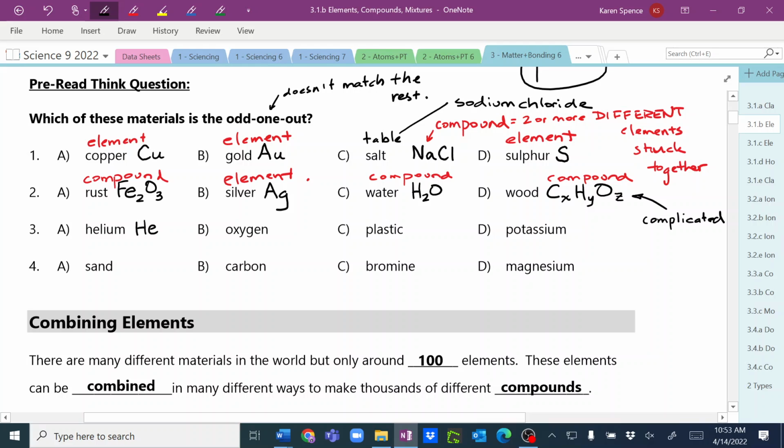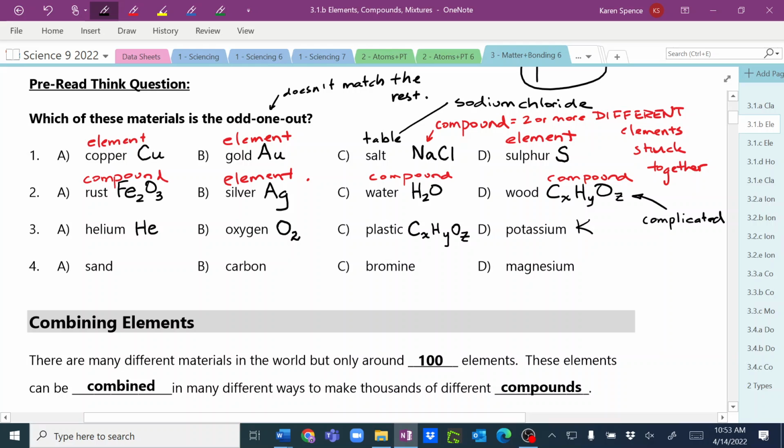Oxygen, O, and in fact, when it is found in nature, it is actually O2, which means that instead of it being single atoms, oxygen has 2 atoms bonded together. Plastic is another one of these organic compounds, a carbon-based compound. It's another one of these really weird C something, H something, O something else. It's complicated. And then potassium, of course. Do you guys know the symbol for potassium? K.